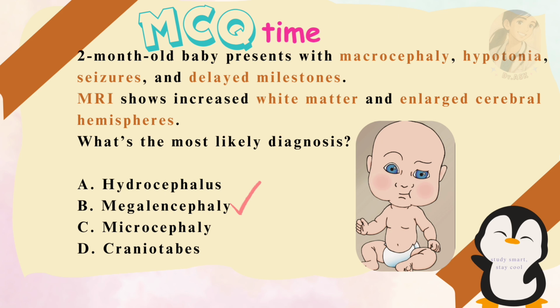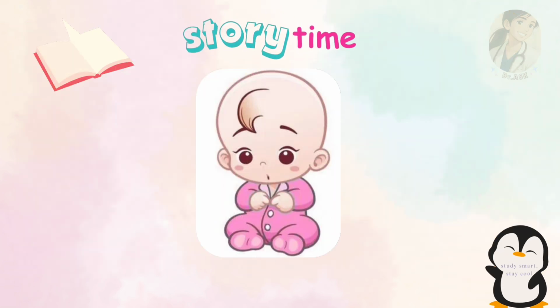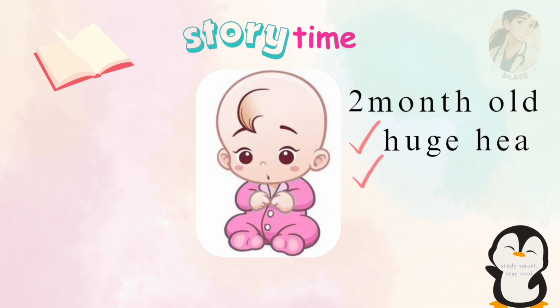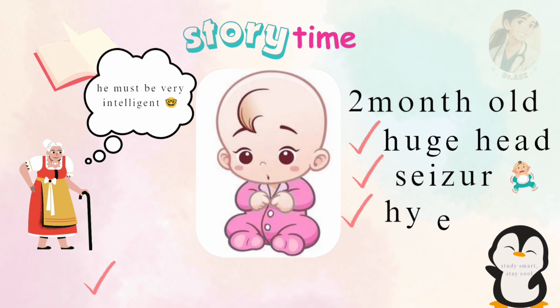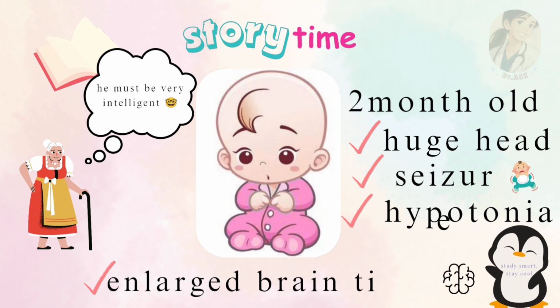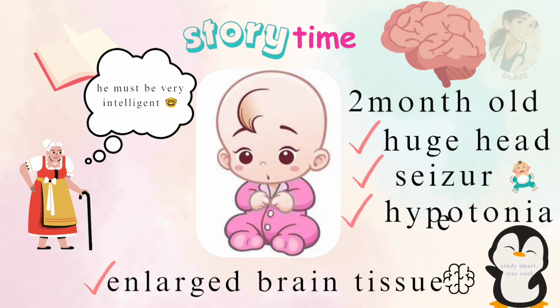Let me tell you why. Okay, meet baby Asha. At 2 months, her family noticed her head was huge. Her grandma said she must be very intelligent. But soon she started having seizures and couldn't hold her neck and wasn't smiling. And then MRI showed that it wasn't fluid, her brain tissue itself was enlarged. So guys, this is called megalencephaly, when the brain is abnormally large and not just the skull.